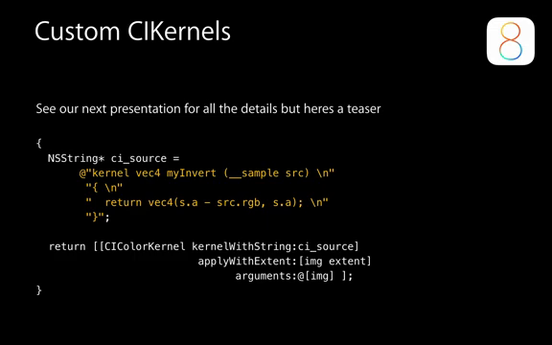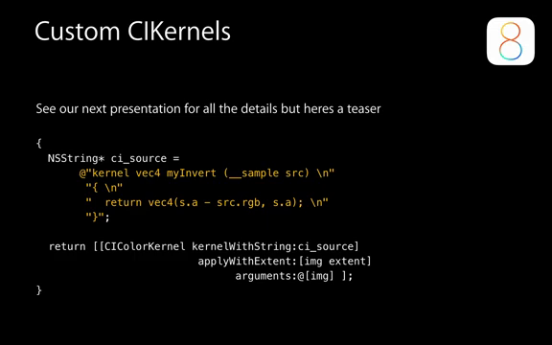And you can use them to modify either photos or videos. So again, we'll be talking in our next presentation in much more detail about how to use CI kernels on iOS, but let me just give you a little teaser now of how simple it is. Here we have, in basically just 2 lines of code, how to use a custom CI kernel. We create an NSString, which has some Core Image source code in it. This is a very simple kernel that takes a pixel value and inverts it.